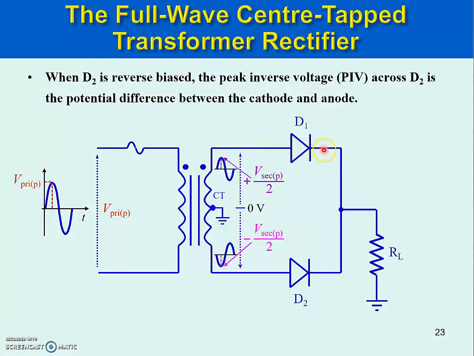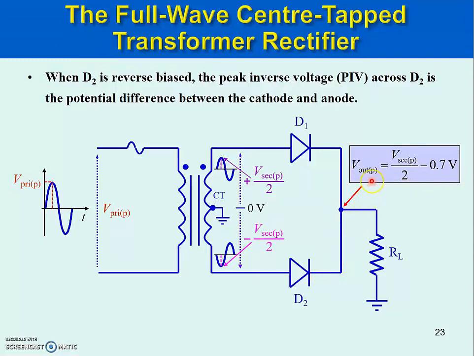Since D1 is conducting, there will be a voltage drop of 0.7 volt from here to here. So the voltage at this point can be calculated by this value minus 0.7 volt. That is this one. This is the load of the circuit. So this is the output point of the whole circuit. So we can say the peak output voltage is given by this formula. And this voltage is also the voltage here.